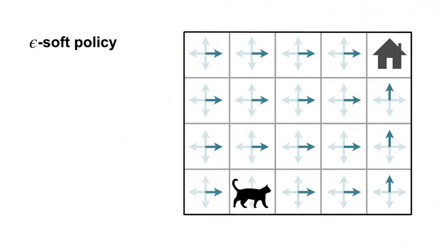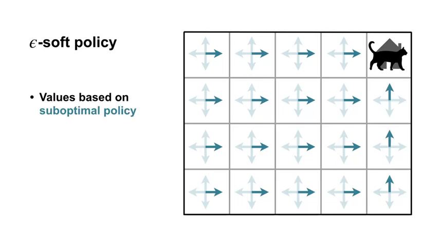Epsilon soft policies help with the continual exploration problem by having some small probability of exploring on each time step. The disadvantage of epsilon soft policies is that they are suboptimal for both acting and learning. Epsilon soft policies are neither optimal policies for obtaining reward, nor are they optimal for exploring to find the best actions.